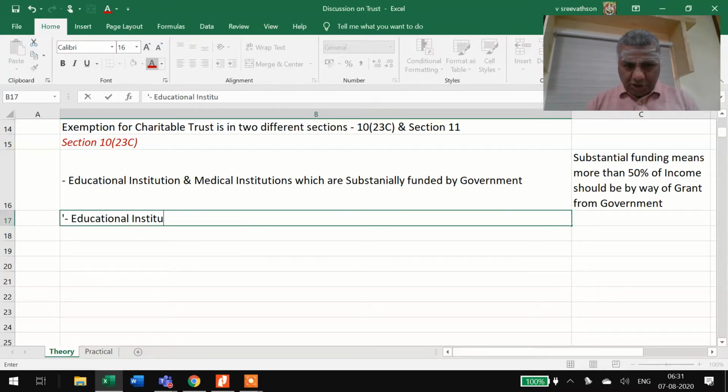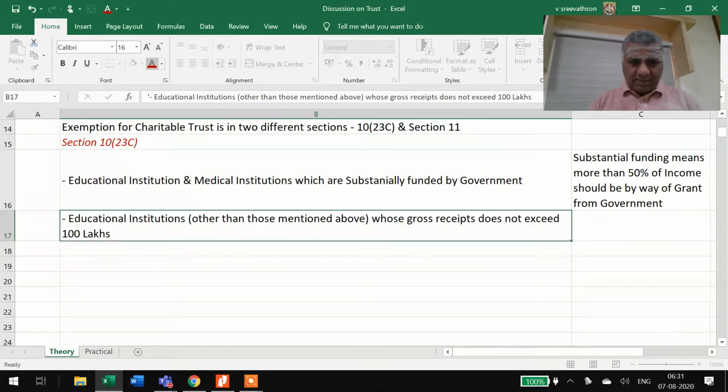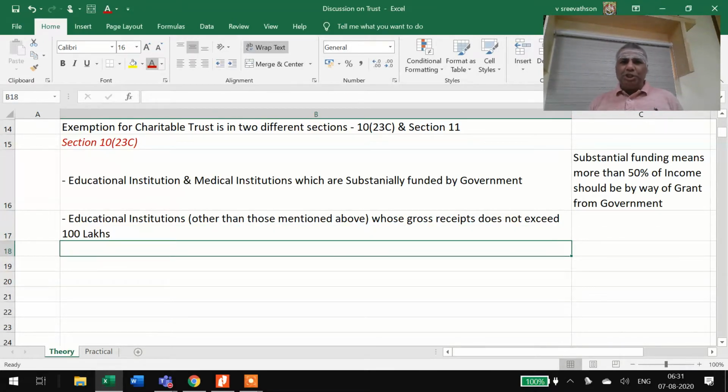Educational institutions, other than those mentioned above, whose gross receipts do not exceed 100 lakhs. Small educational institutions also come under 1023C because I'm going to give more relief for them from the administrative framework. Small educational institutions also come under 1023C.